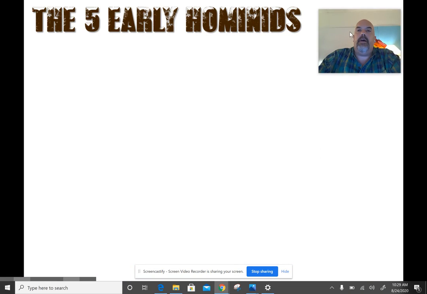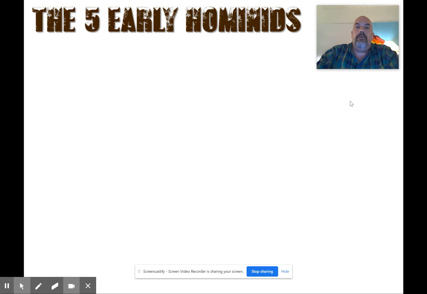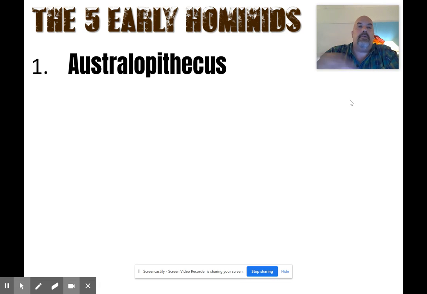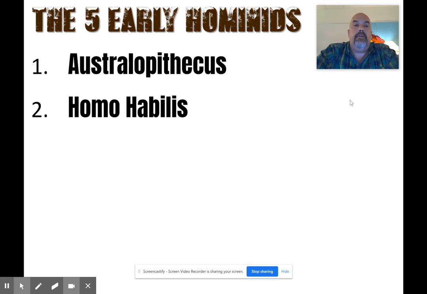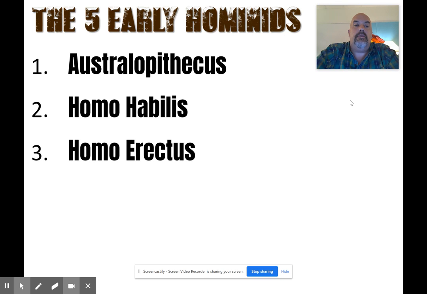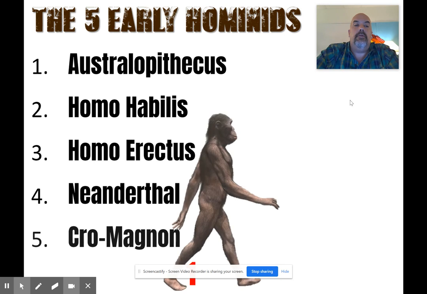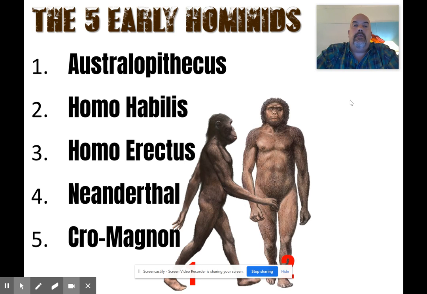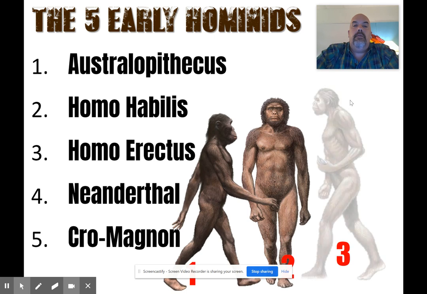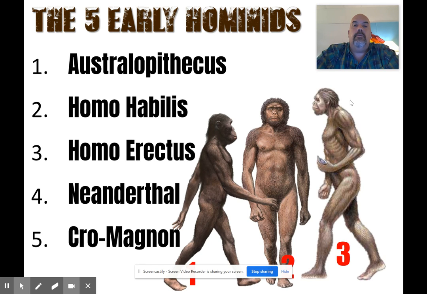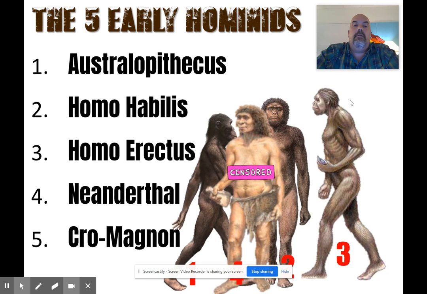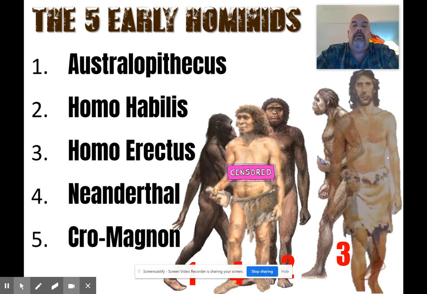Let's talk about the five early hominids. You've got Australopithecus, Homo habilis, Homo erectus, Neanderthal, and then Cro-Magnon. This first one right here is Australopithecus. Then Homo habilis. Then Homo erectus, who is really the first truly upright man. Then Neanderthal, who's even more advanced than all the other ones. And then early man, Cro-Magnon.